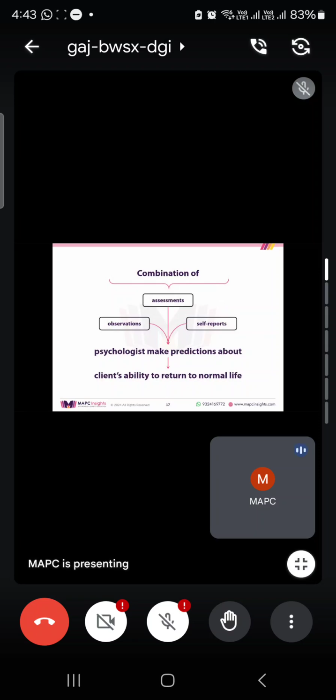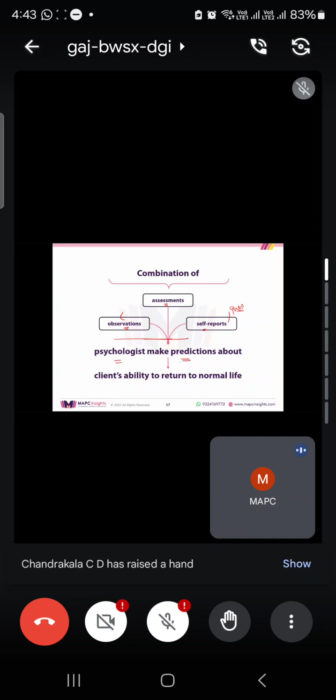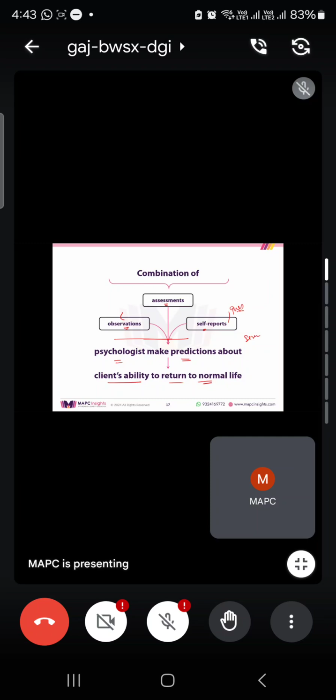So this combination of observation, assessment and self report. Observation by a clinical psychologist in a natural setting most of the time, assessment, and self report like questionnaires. With the help of the combination of all this, psychologists make predictions about the client's ability to return to normal life, and how severe the problem is.